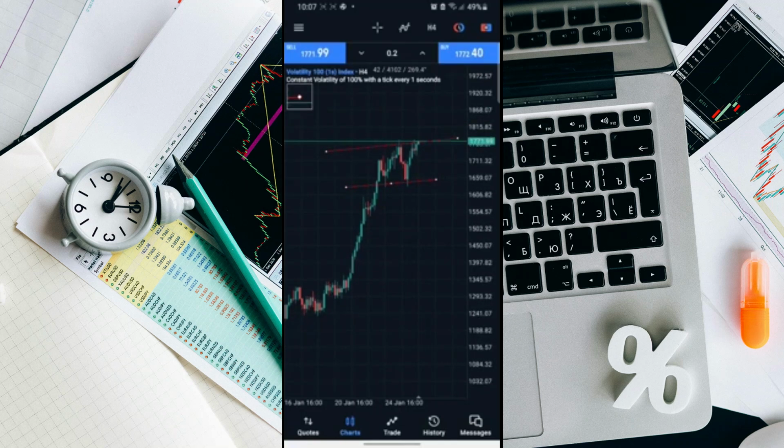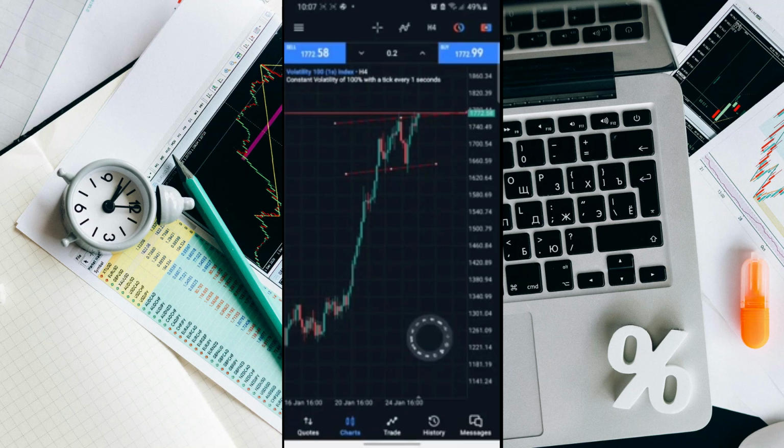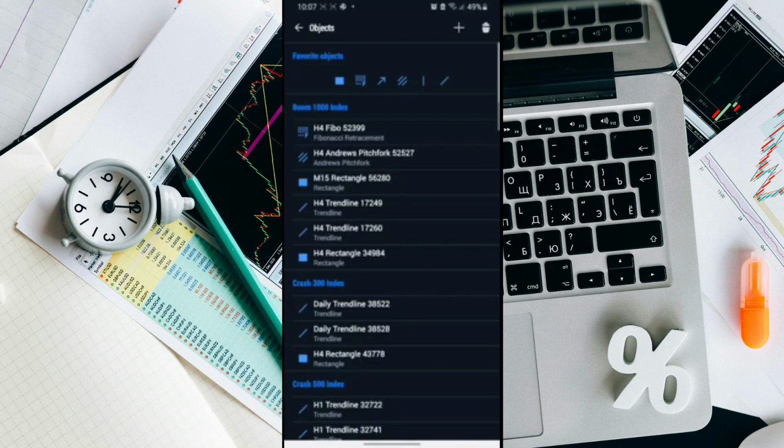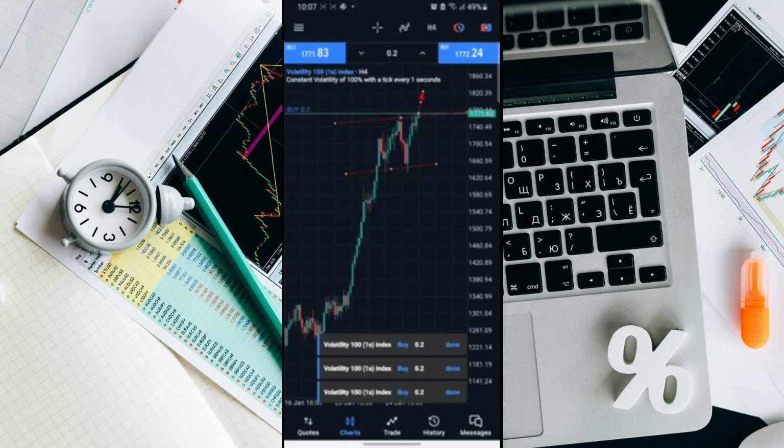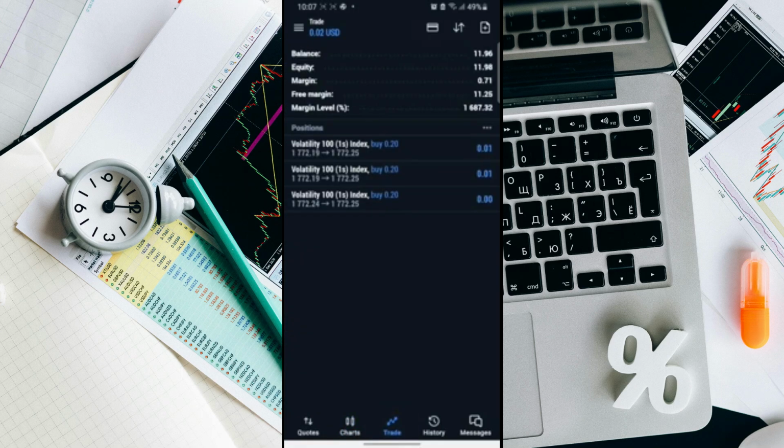So usually when you identify a channel, usually it bounces back or breaks to the upside. But in this case, there are many factors that we should consider that we can say the market is going to buy. So the first one that I've identified is what is known as the three white soldiers. Let me zoom in and show you what the three white soldiers are.